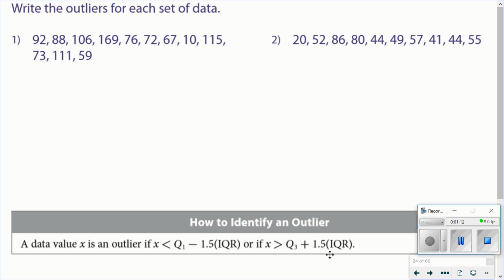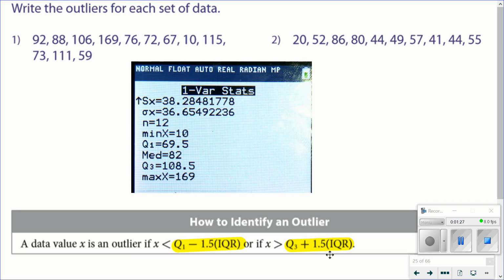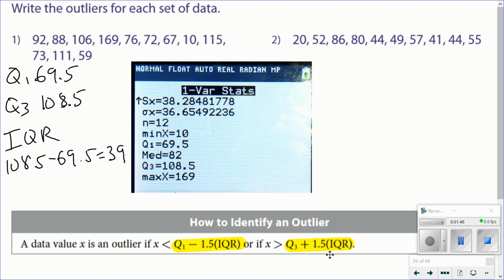So let's take a look at this example here. The first thing we want to do is take this data and put it in our graphing calculator, because we've got to find the quartile 1, quartile 3, and then find the IQR. So I type it in the calculator and I tab down and I'll see my quartile 1, which is 69.5, my quartile 3, which is 108.5, and then I get my interquartile range by finding the difference between those two. So then I write them down: Q1, 69.5, Q3, 108.5, and the IQR, which is the difference between those two. So the IQR is 39.